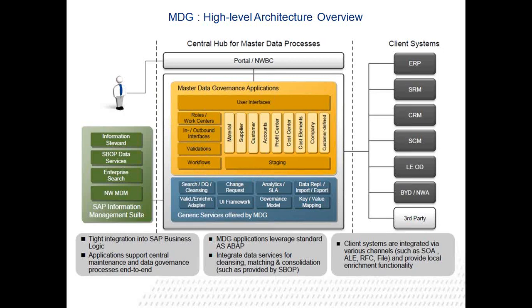And at the bottom you can see some blue highlighted items. These are generic services offered by MDG. So using this architecture, what exactly is offered by SAP using MDG? If you see here, search, DQ or cleansing. You can search the master data, cleanse the master data, and do data quality related operations. What is a data quality operation? Data quality means, for example, address enrichment or duplicate check.